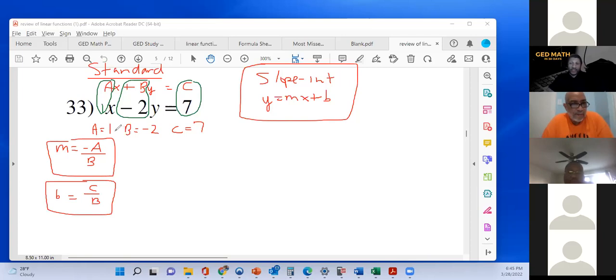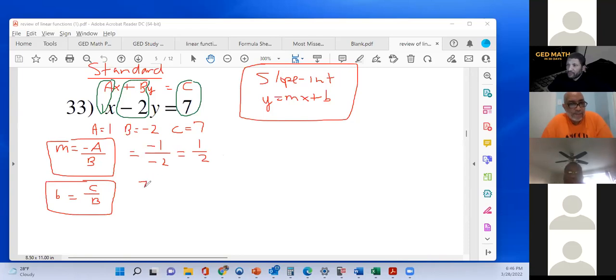So if A is 1, what's the opposite of 1? Negative 1. B is what? Negative 2. Two negatives make a what? Positive. So the slope of this line is what? 1 over 2, or 1/2. What is C?